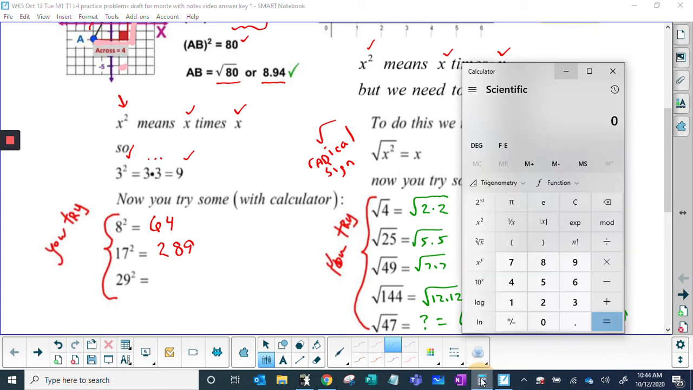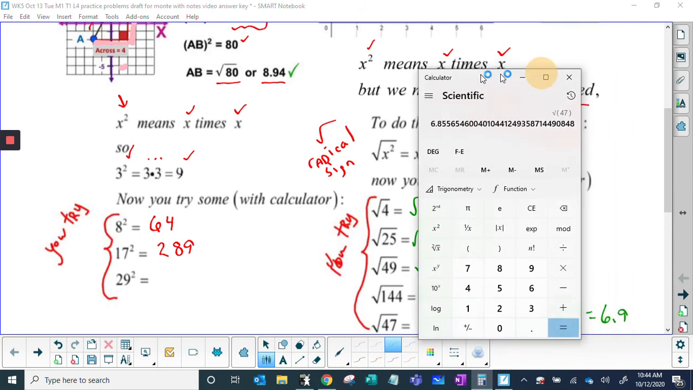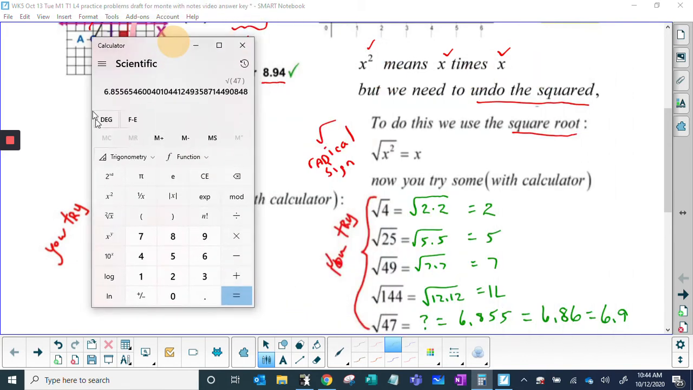Okay, let's use a different calculator. In this calculator, 49 square root, 47 square root. You see how this one you have to do it the other direction? Okay, so in this calculator, you have to do it a different direction. Here's our clear button. 47, square root, 6.89.